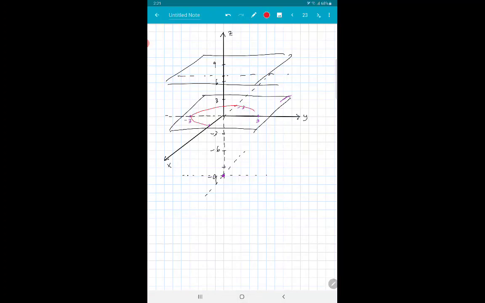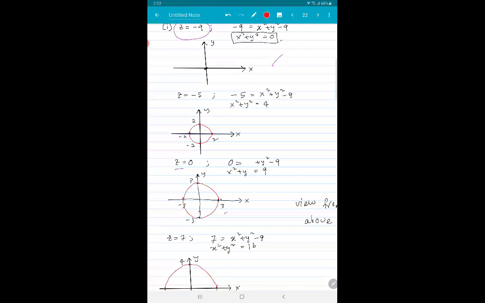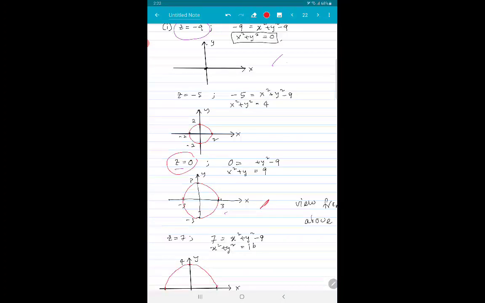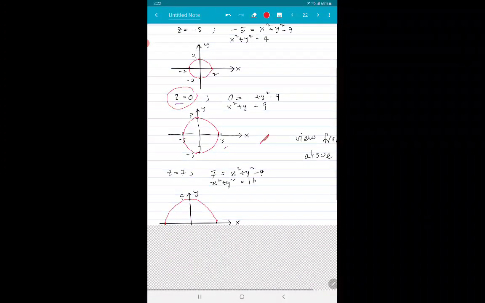When you draw a circle in 3D, it looks like an ellipse. So I'm just sketching this circle here on the z equals 0 plane. We have a circle of radius 3 centered at 0, 0, 0. That is when z is 0. Now I'm going to erase this plane here, and the last one is when z is 7.